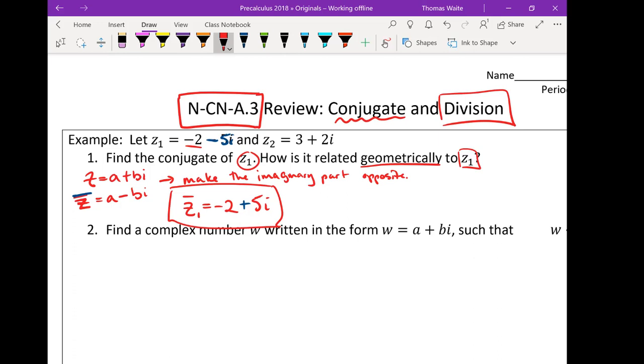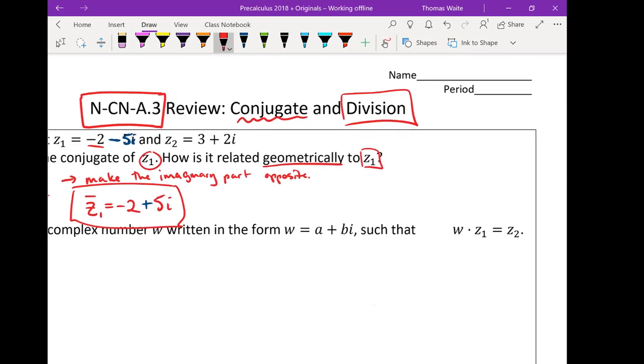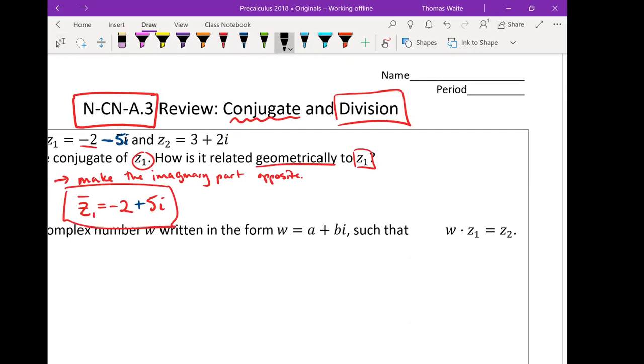It says, how is it related geometrically to z1? So either we remember this for class, or we could quickly draw a picture and see if we can come up with what it is. So I made a little sketch of an axis over here. Here's my real, here's my imaginary. And we have a number, negative 2 minus 5i. I'm just going to sketch it so it's down here. That's our z1, and I'm going to put its vector there too.